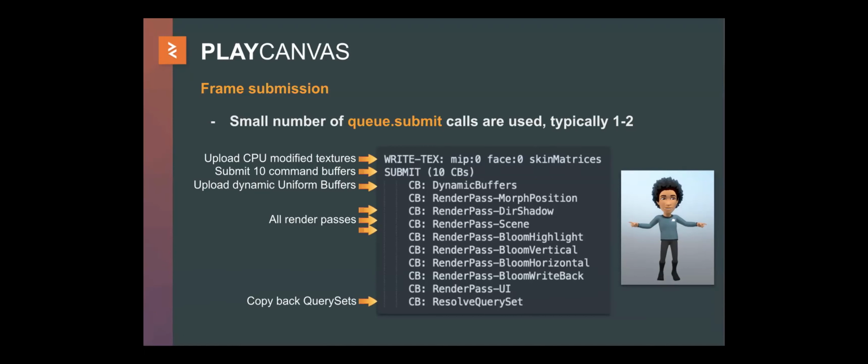And at the end, in case we're profiling the scene, then we create another command buffer that copies back the performance queries. So on the CPU, a few frames later, we can find out how fast the frame was. We typically add a query per render pass, so we can see the timing per render pass as well.